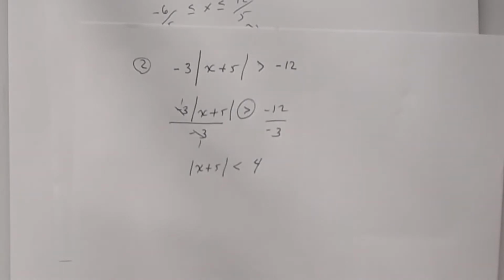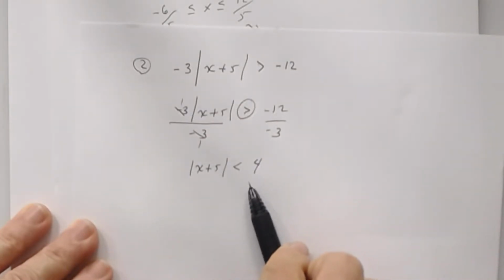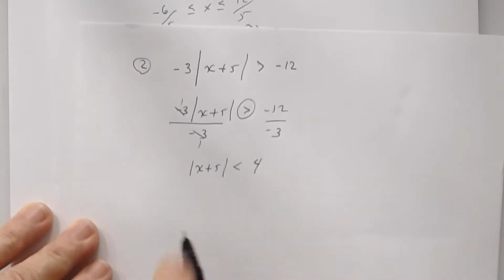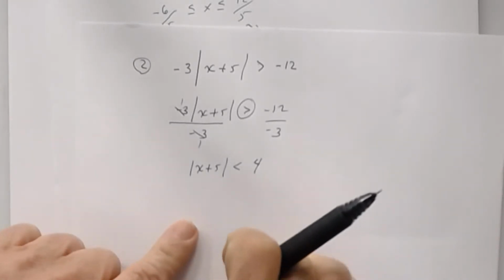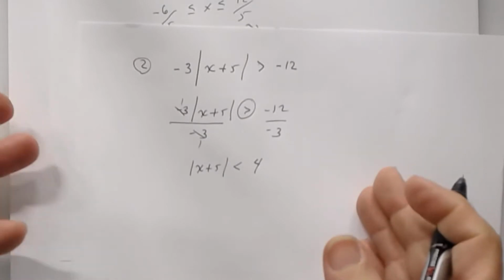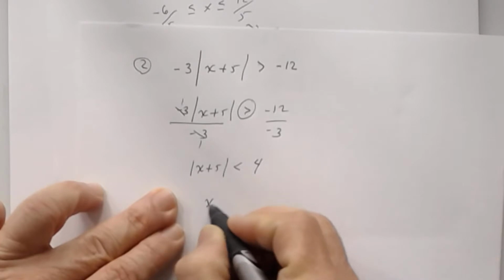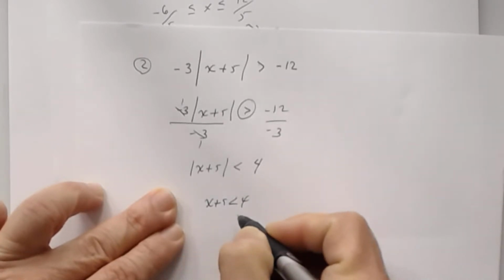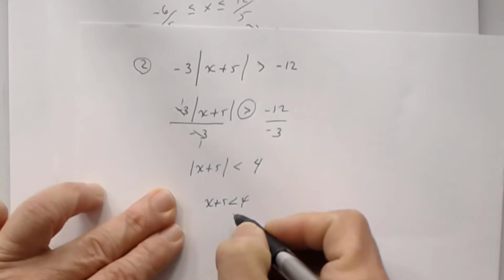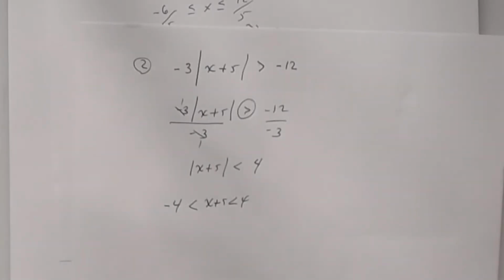Okay? So I went from this absolute value inequality to this one. All right, now how do I rewrite this one? What's the next step? You've got to subtract 5 from both sides. No. Okay, so you rewrite it as that compound inequality. So the expression on the inside, x plus 5, has to be less than 4. At the same time, it has to be bigger than what? Negative 4. Okay?